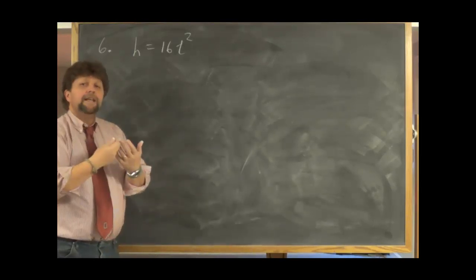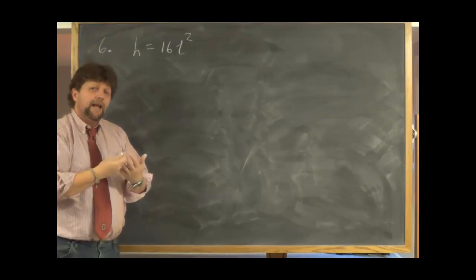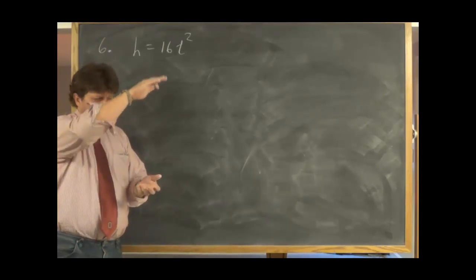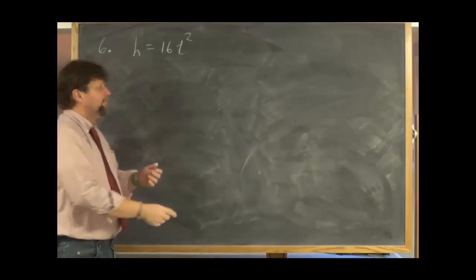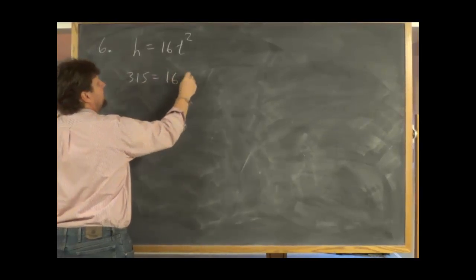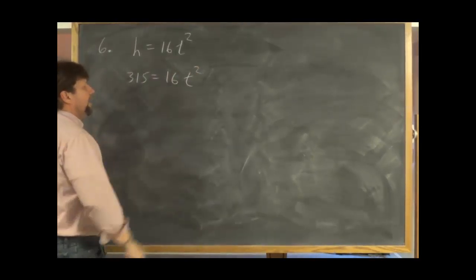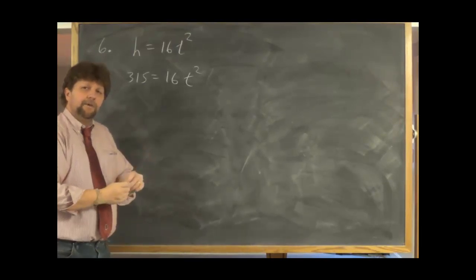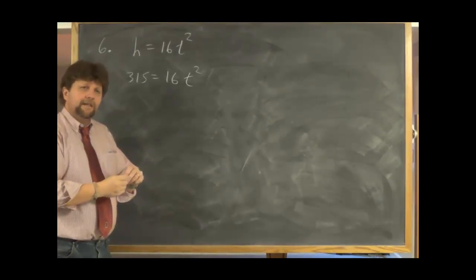So what you're really being given here is that h is 315. That's the height of the building. That's how far the baseball will fall. So you put 315 in for h. And this is the equation that you have to solve for t. That'll tell us how long it takes the baseball to travel 315 feet.